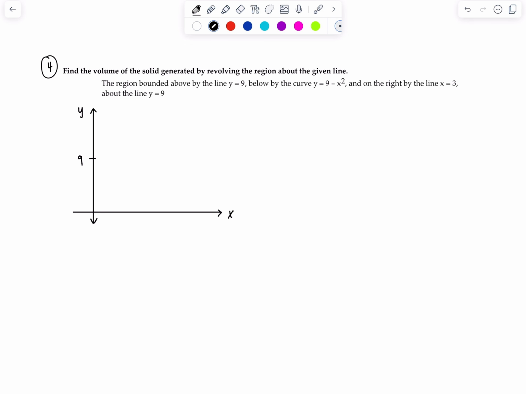This parabola has vertex at (0, 9), and x-intercepts plus or minus 3. I'm only interested, though, in positive 3, and I'm going to put it all the way out here. Look at me again, scaling my axes differently, but it's going to be great. So this is 9 minus x squared. This is y equals 9. Okay, so I've got this curve taken care of, this curve taken care of, and then the line x equals 3, that's a vertical line.